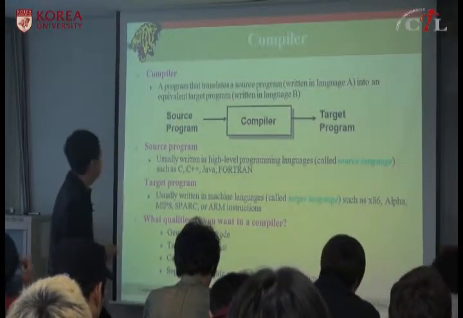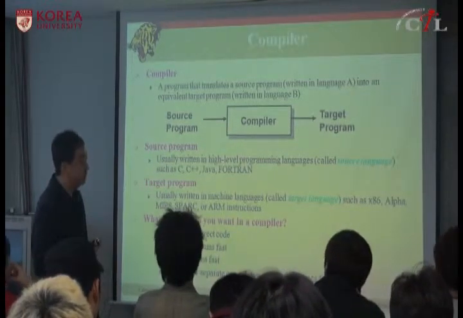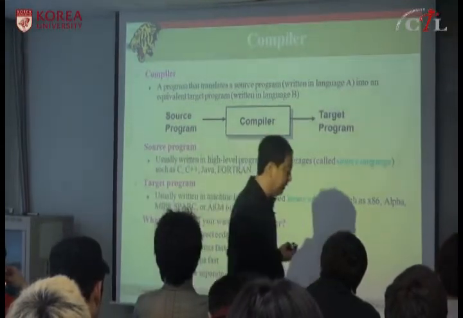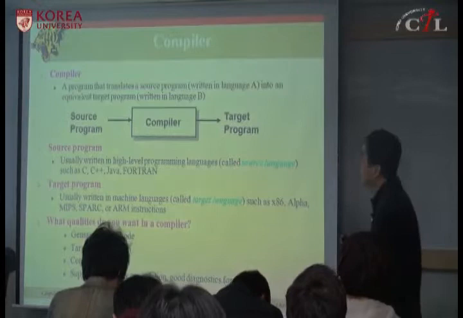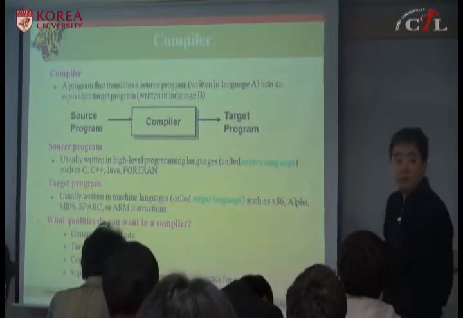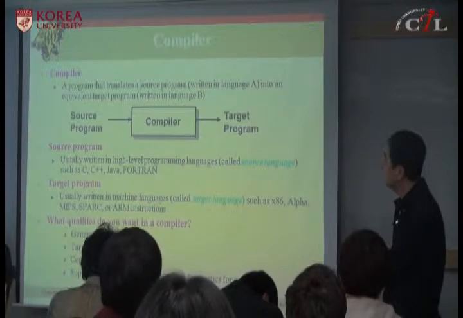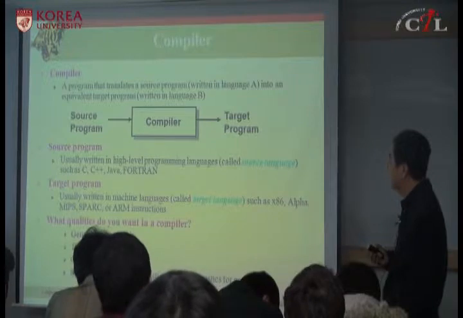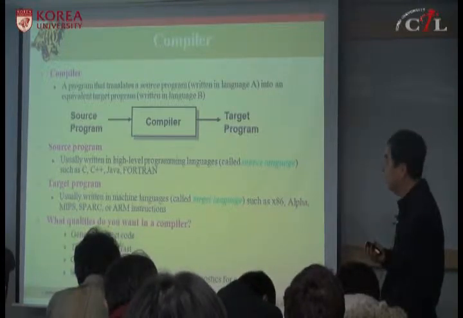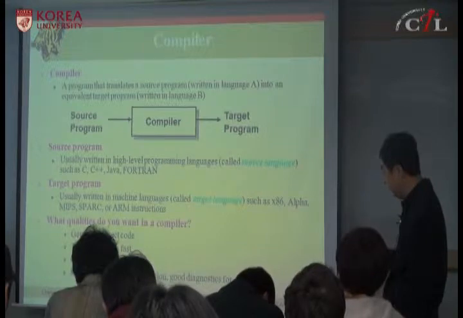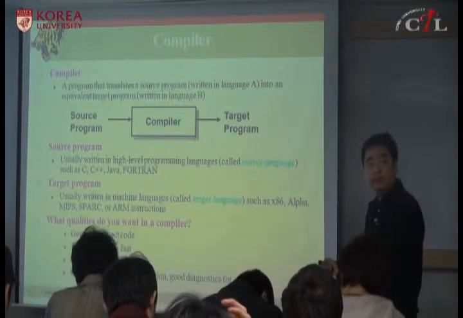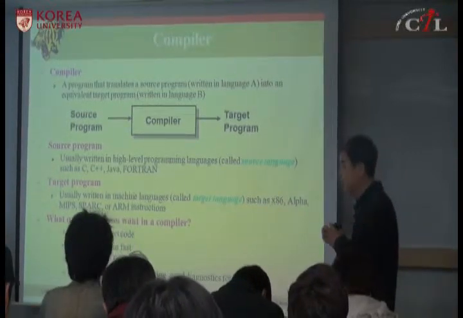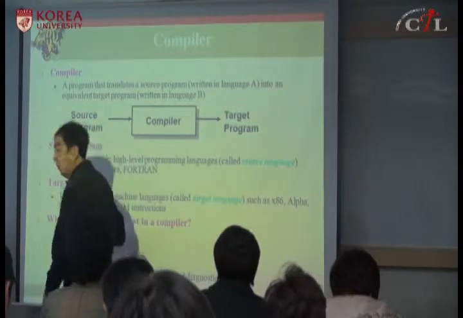The compiler is a program that translates a source program, usually written in a high-level programming language, into another equivalent target program, usually written in machine language. The source program is usually written in a high-level programming language such as C or Java, and the target program is written in machine language such as x86, SPARC or ARM instructions. And what is a good compiler? It should generate correct code.